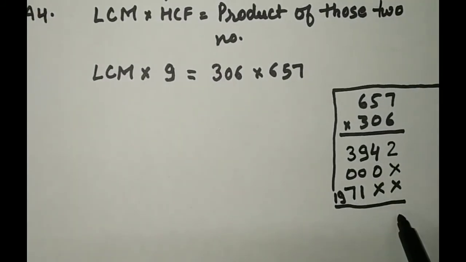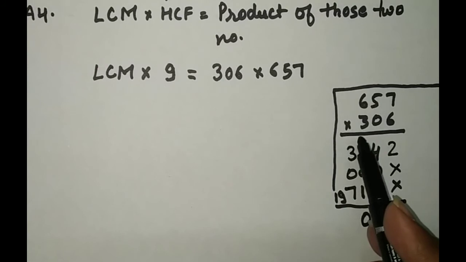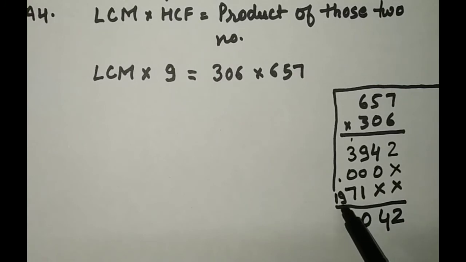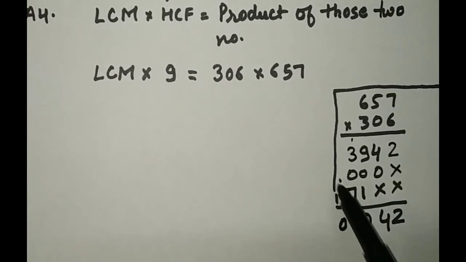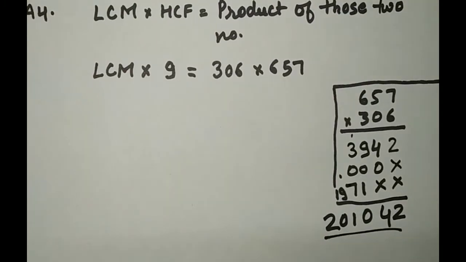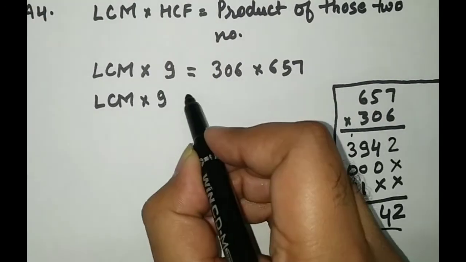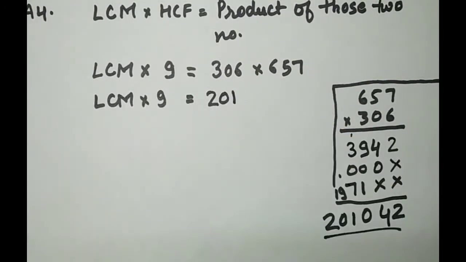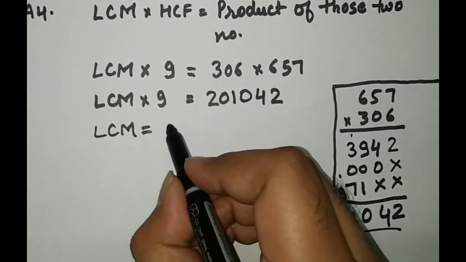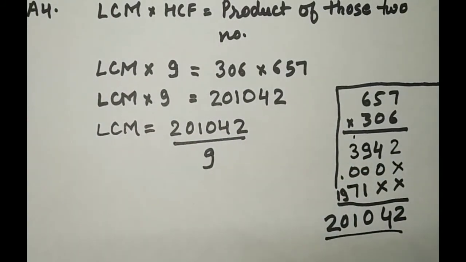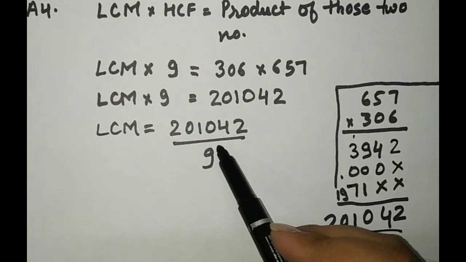We will add all these numbers. 2, 4, 10, 1 carry. 10, 11, 1 carry. 10, 1 carry, 2. So LCM multiplied by 9 is equals to 201042. LCM will be 201042 divided by 9. So we will divide this number by 9.